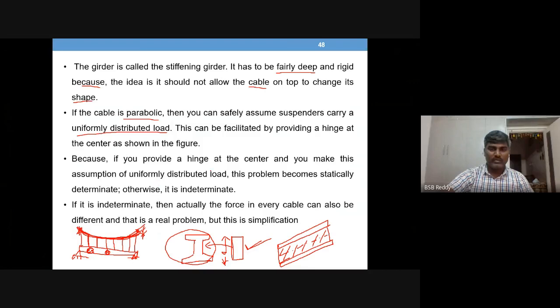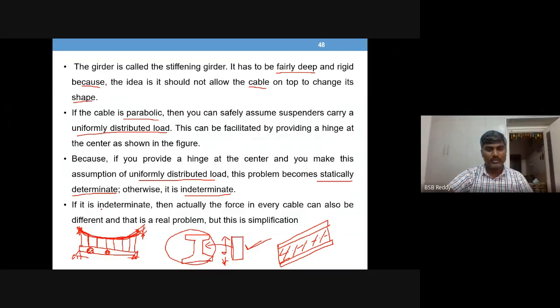If you provide the hinge at the center, we are making the assumption of uniformly distributed load, hence the problem becomes statically determinate. Otherwise it will be indeterminate. We have seen in the case of arches that the three-hinged arch is determinate, whereas the two-hinged arch is indeterminate. The same analysis applies here. You will know the determinacy and indeterminacy of the stiffening girders when we actually work out a problem.